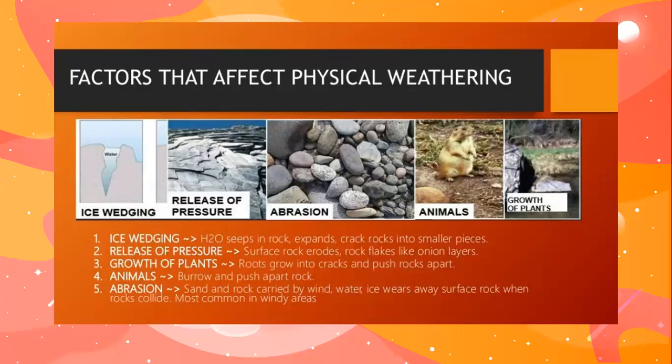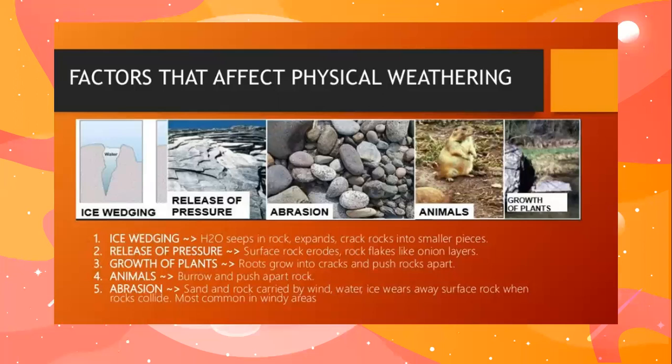So what happens when a rock constantly experiences changes of temperature is that it would flake. Okay, so it would peel. Surface rock erodes, and the rock flakes like onion layers. So it will have onion layers and it would fall apart from the rock. It's like the first layer of the rock is falling. Okay. Now the growth of plants.